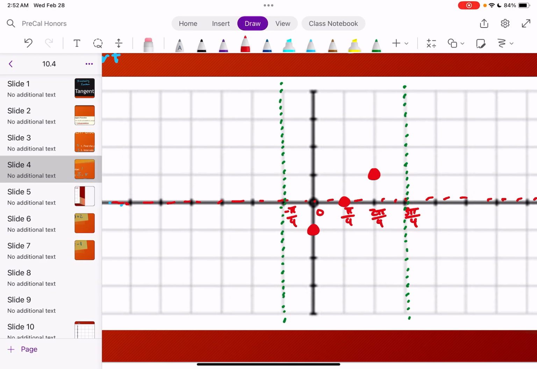We go ahead and draw our lines getting closer and closer to the asymptotes in an upward direction. This right here would be your graph of tan of x minus pi over 4.